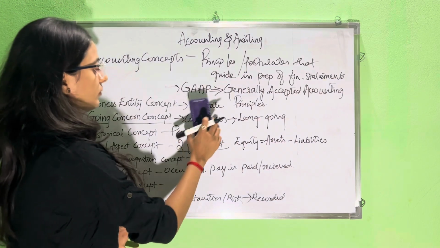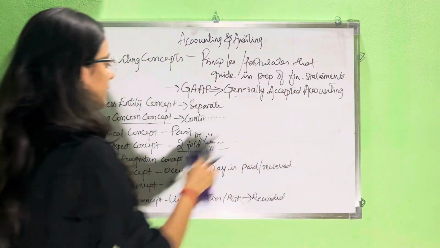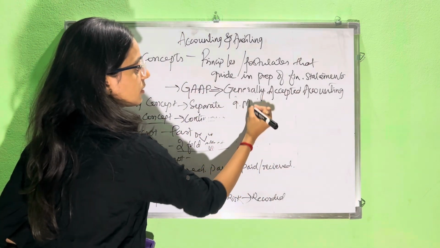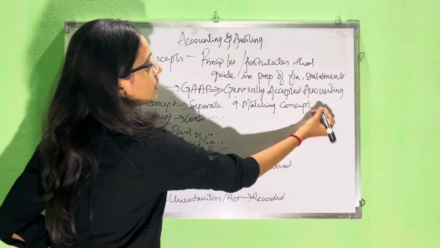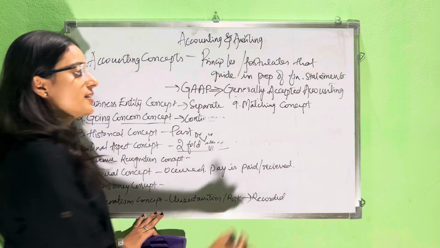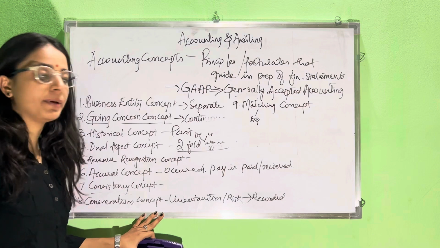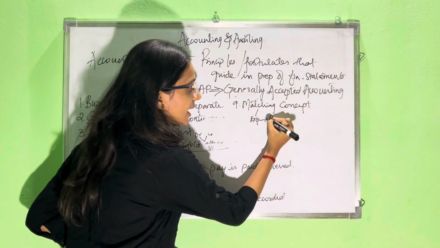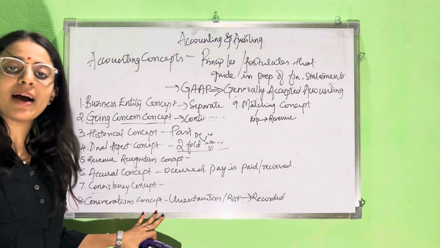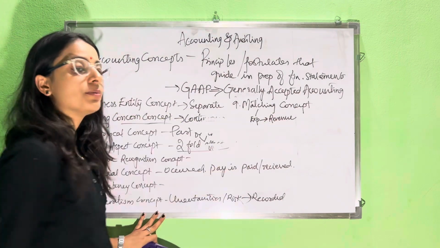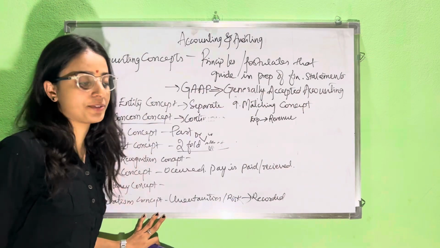Next comes the matching concept. This concept states that expenses of that period should be matched with the revenue of that period. Expenses should be matched with the revenues of that particular period, that is the matching concept.